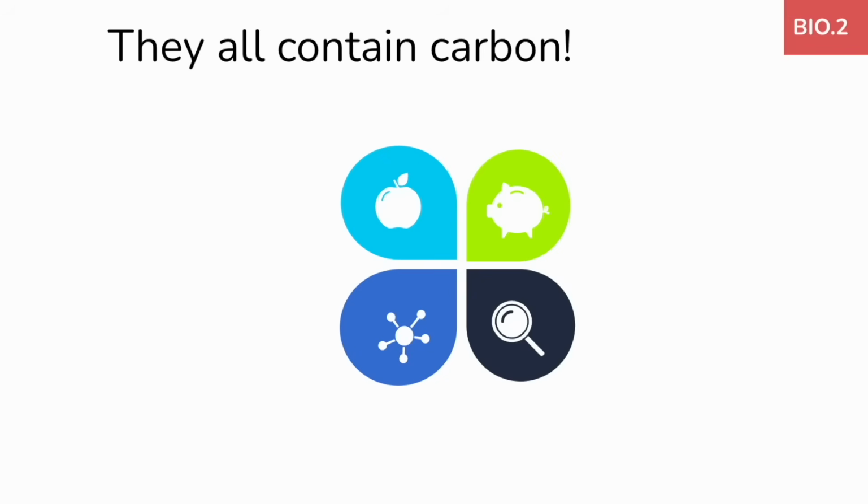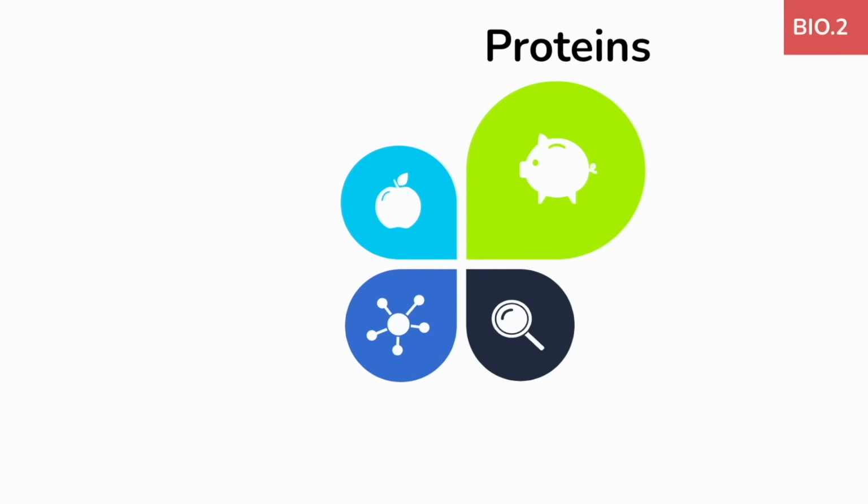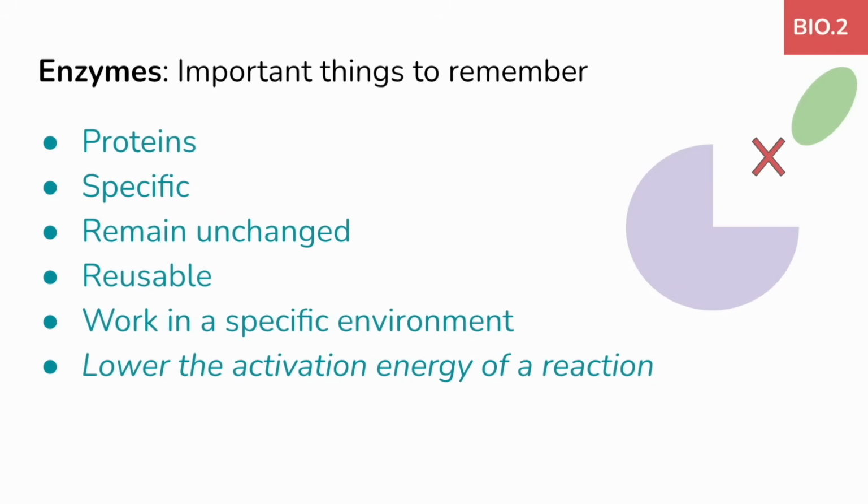Now remember that all 4 categories of these biological macromolecules contain carbon, but we're going to talk specifically right now about proteins, which is one of those categories. And within the category of proteins, we can find enzymes. So enzymes are special types of proteins that are going to lower the activation energy, or reduce the energy it takes to get important reactions to occur in living systems, in living things.